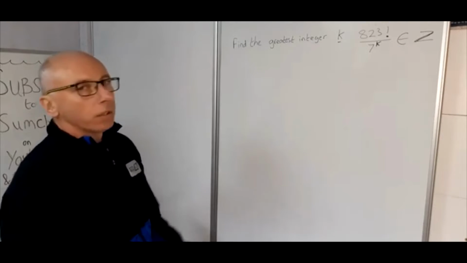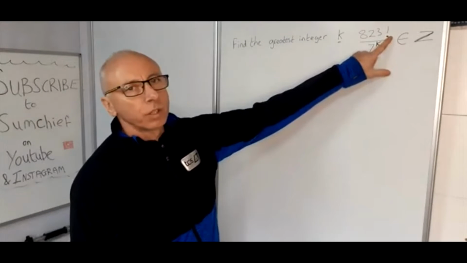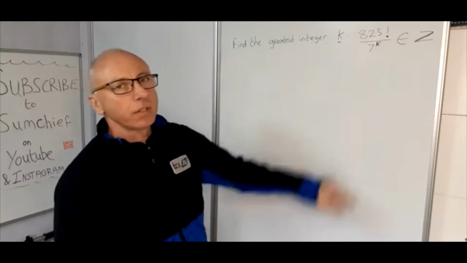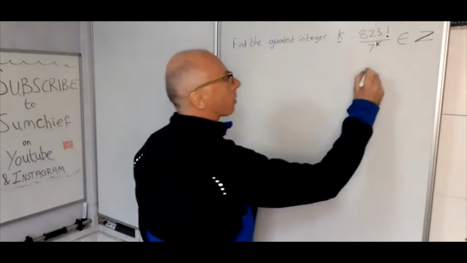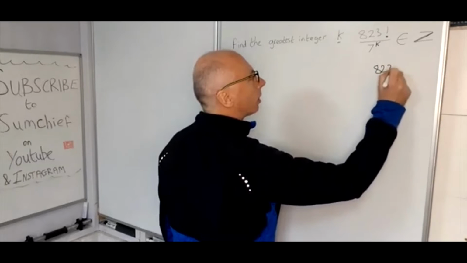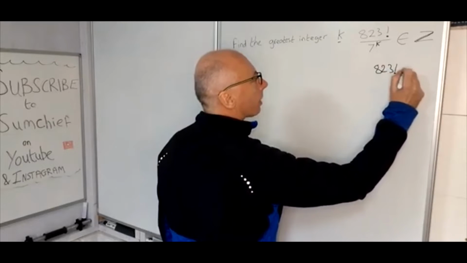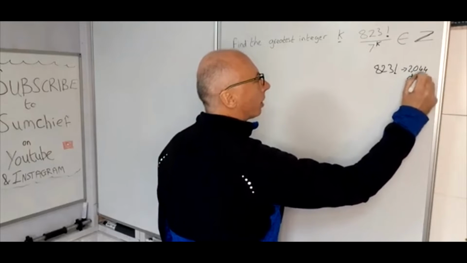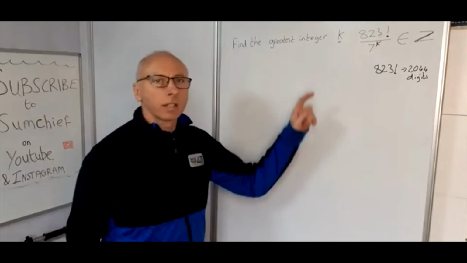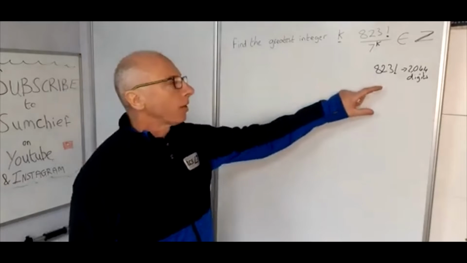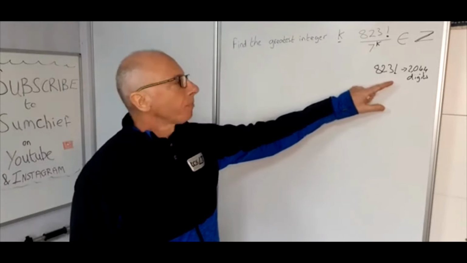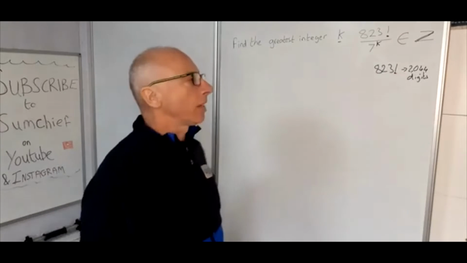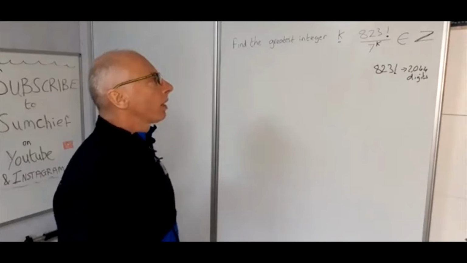So one lucky thing is we've got factorial in the numerator. Now 823 factorial, that's a very large number. 823 factorial has 2044 digits. Now if you follow the link below, I'm going to show you how to calculate how many digits there are and how many trailing zeros this has. So there's going to be so many zeros at the end of that as well. So I'll follow the link and I'll show you that.